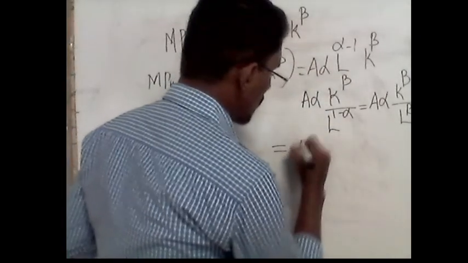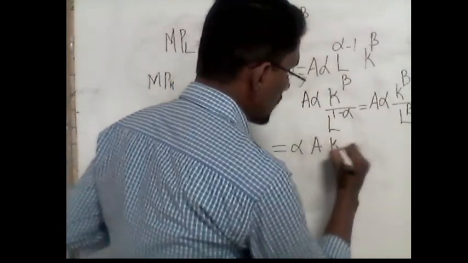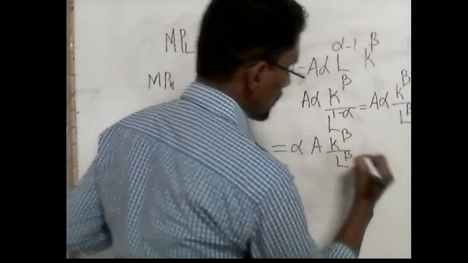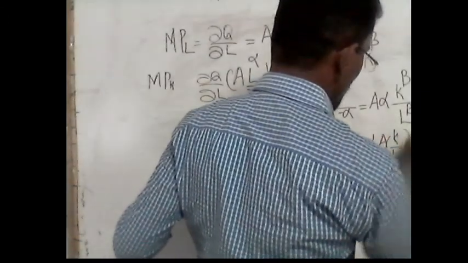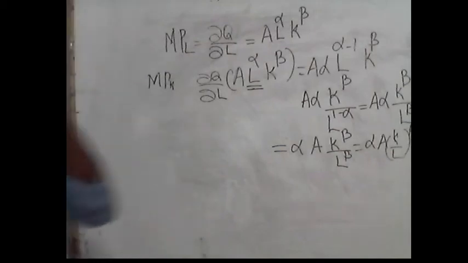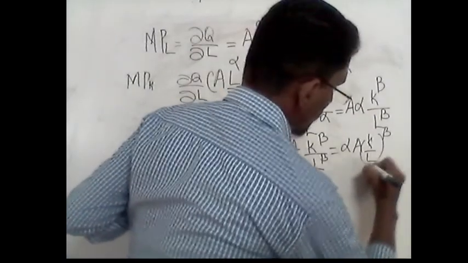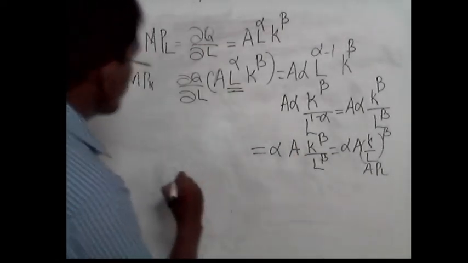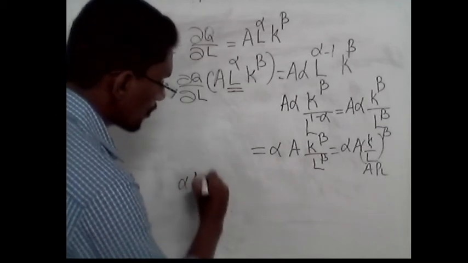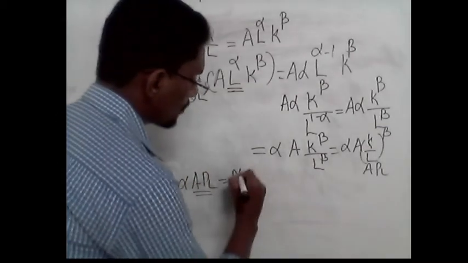This is again equal to alpha times A K raised to beta divided by L raised to beta, which is alpha times A K by L, the whole raised to beta. Here A K by L, the whole raised to beta, represents the average product of labor as per the second property, and thereby the marginal product of labor is alpha times the average product of labor.